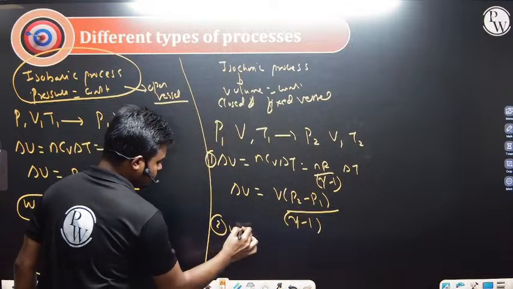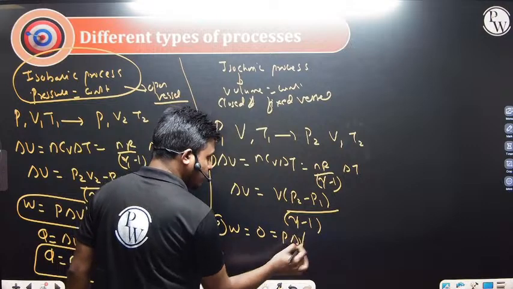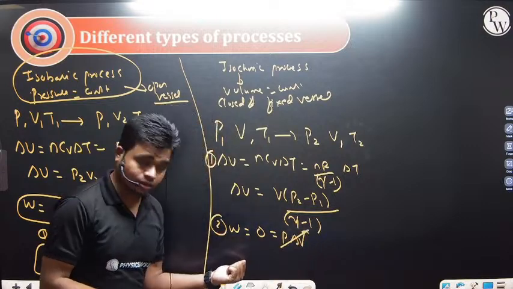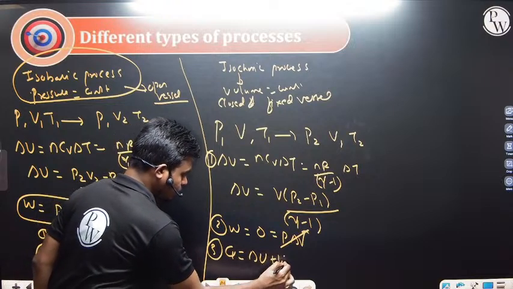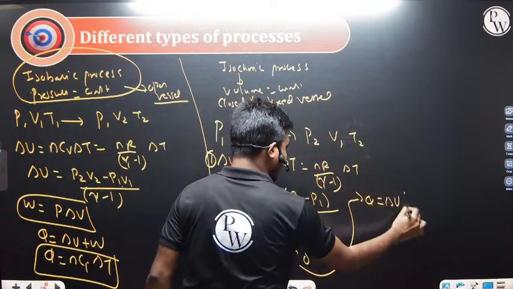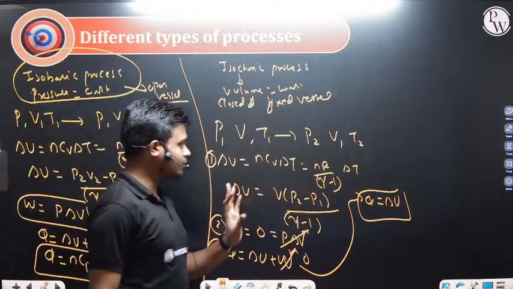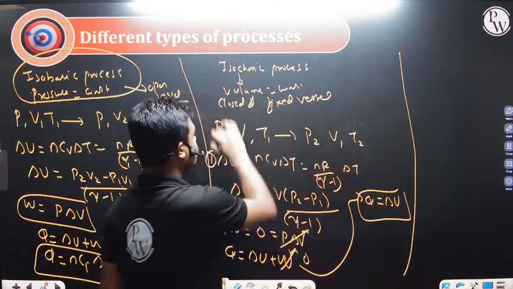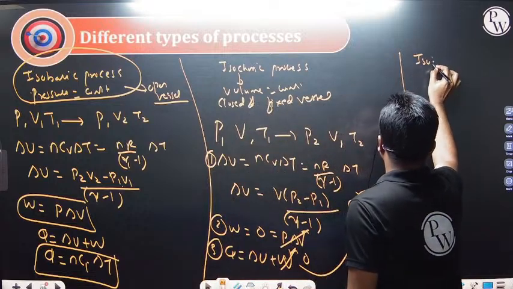Second, the work done will be 0. Why will it be 0? Work done is P delta V, and the change in volume is 0, so the work done will also be 0. Third one, Q is equal to delta U plus W. As work done is 0, Q is equal to delta U. That is what we have to focus on here: whatever heat we are supplying is equal to the change in internal energy. In case of which process? Isochoric process.